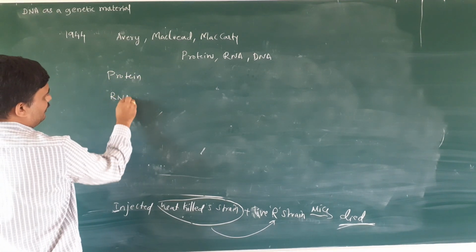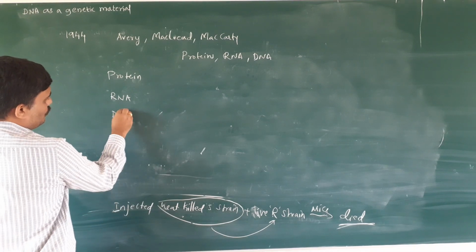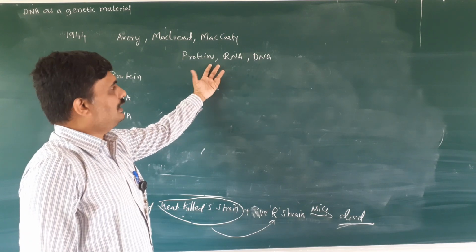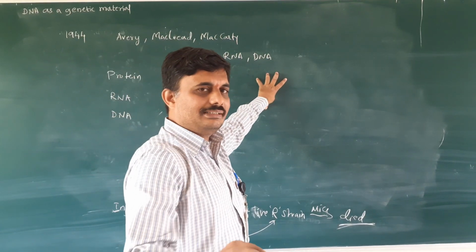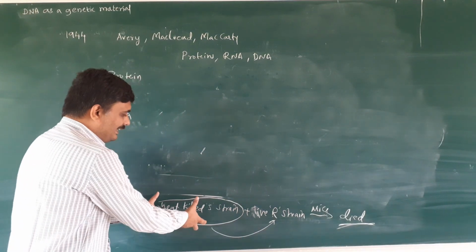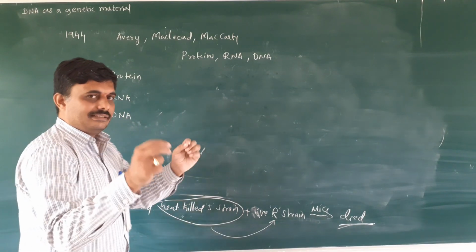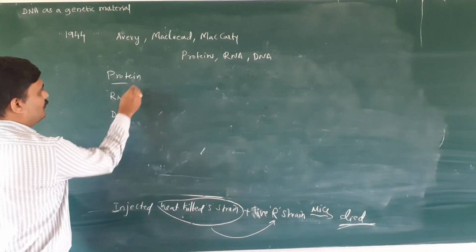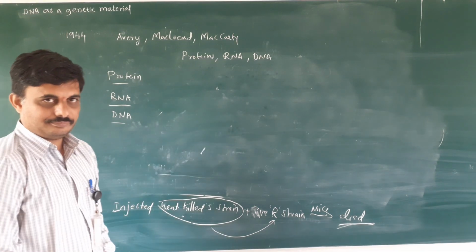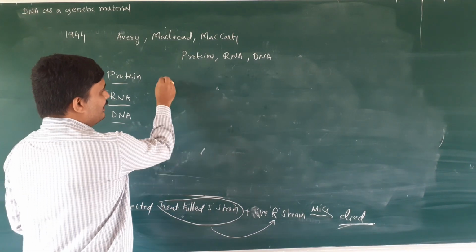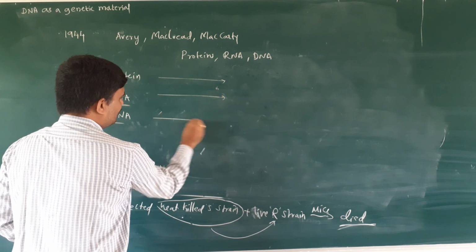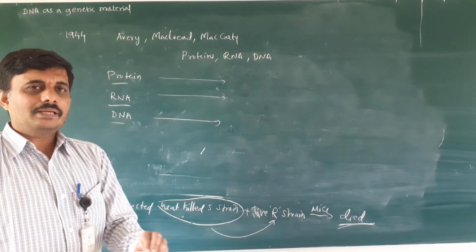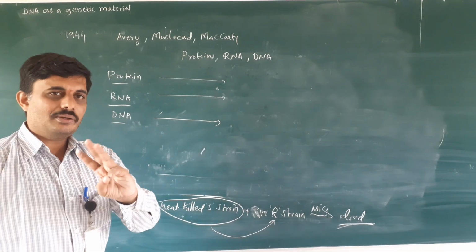RNA and DNA, because there was confusion about whether DNA, RNA or protein is the genetic material. So they extracted the material present in the heat-killed strain, that is the protein, RNA and DNA. They treated it with certain enzymes, then injected it into the mice. What enzymes did they use? They used three kinds of enzymes.